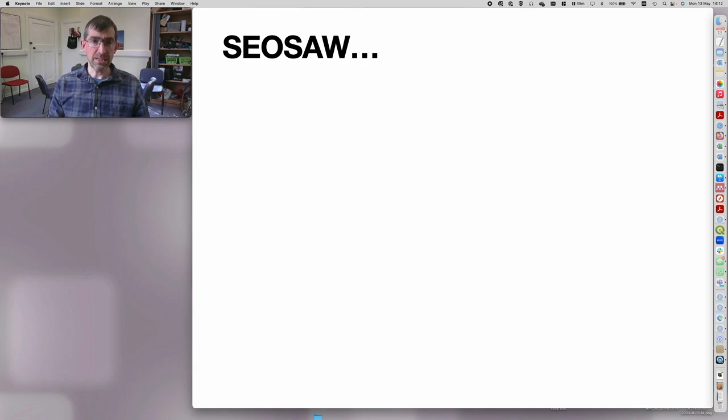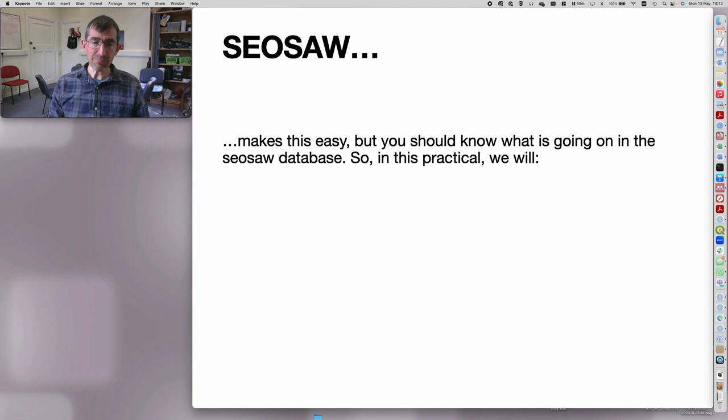So in terms of SEOSAW, what does this mean? Well, we tried to make this easy, so you don't have to go and do this for every one of your plots that is in the SEOSAW database. However, it's important you know what we did to get to those biomass estimates for the plots, and that's kind of the point of this practical. So you know what's going on inside the SEOSAW database.